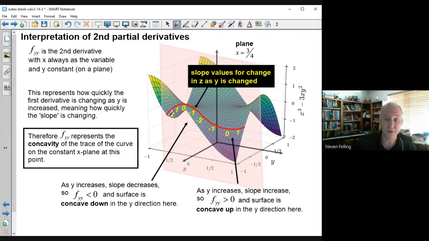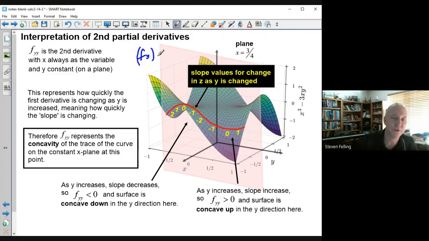So if you happen to have a curve like this, right, then you could see, these first things would be fy. What's the slope as you move in the y direction? +2, +1, 0, -1, -2, -1, 0, 1.